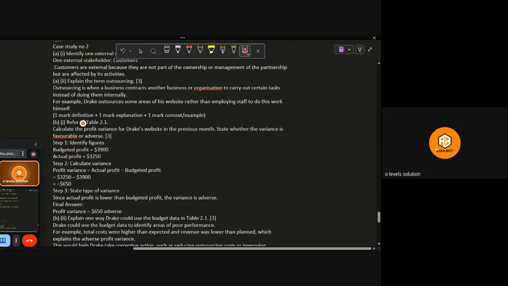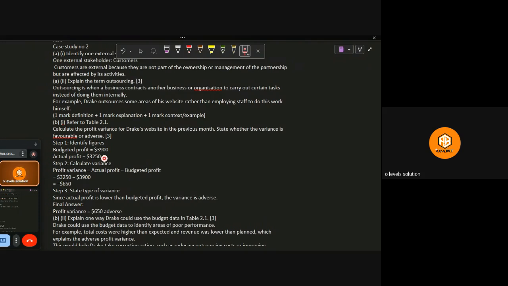The next question was to calculate the profit variance of Drake's website in the previous month and state whether the variance is favorable or adverse. So the budgeted profit was 3,900. He estimated that he would earn $3,900 of profit, but the actual profit is 3,250.